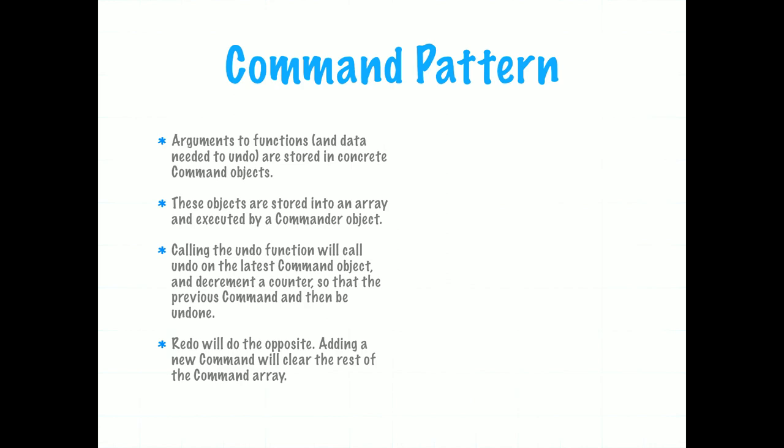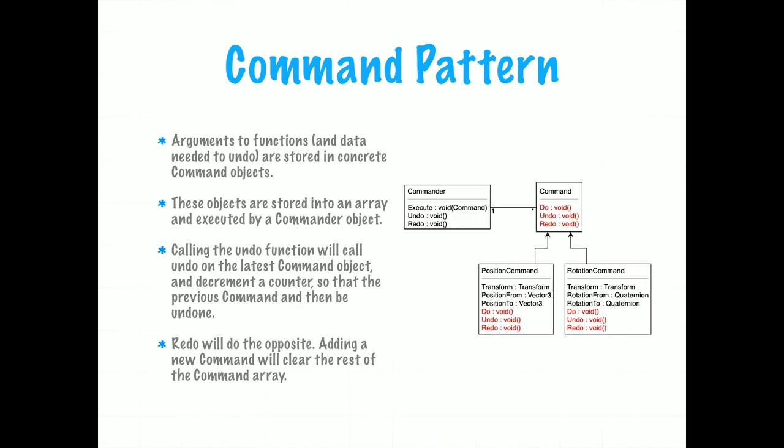I used an array in this example, but you're supposed to use a stack. I do use a stack in Kansas City Shuffle, but I kind of redid this for the presentation. So calling the undo function will call undo on the latest command object. When you execute a function, you instead create the object, push it on the stack, and then just execute the do function on that object. You'll see what I mean in a second.